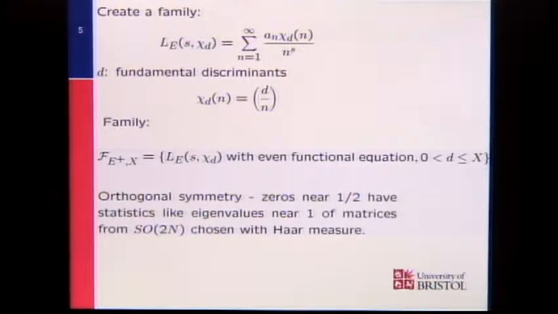So this is the family defined here. When you generate these L functions, some of them have an even functional equation. There's an even symmetry around the critical line where the complex zeros lie. And some of them have an odd functional equation.